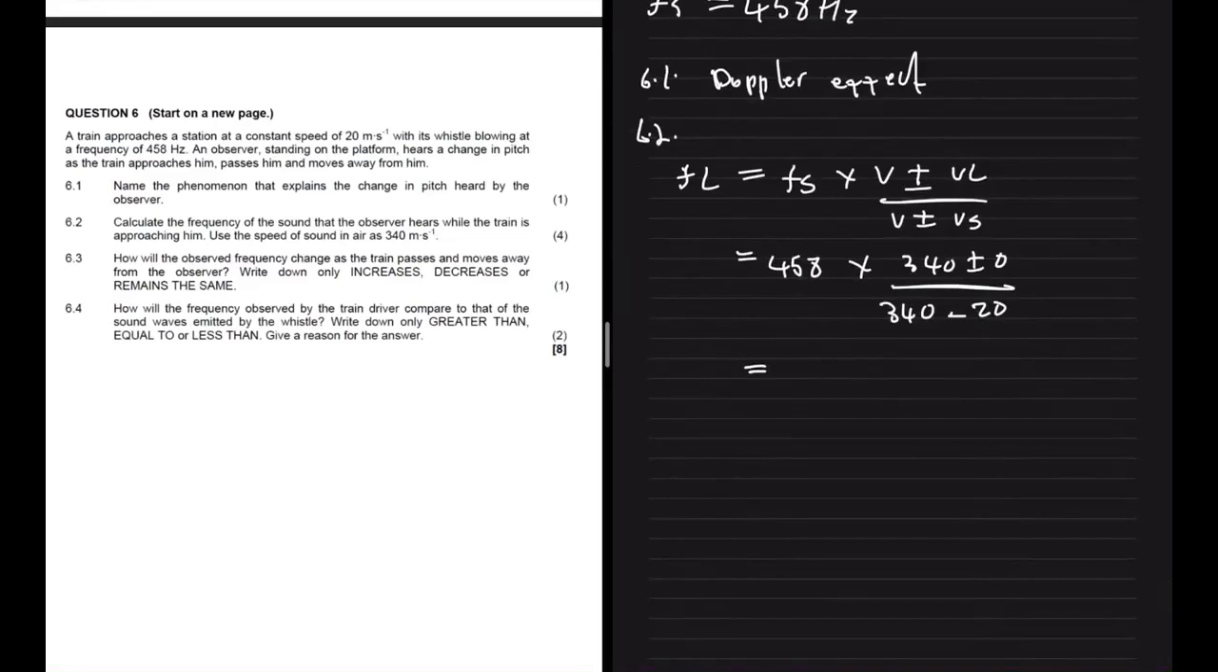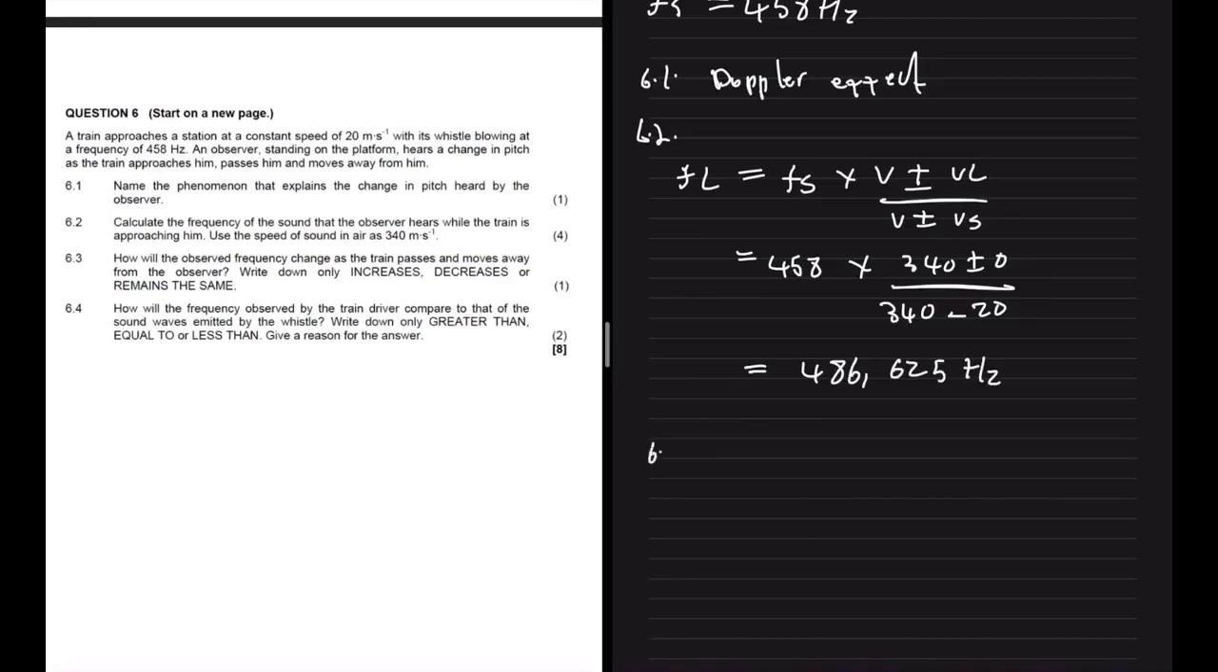So let me go ahead and do that. 458 multiplied by 340, divided by 340 minus 20, 320. That is 486.625 Hertz.